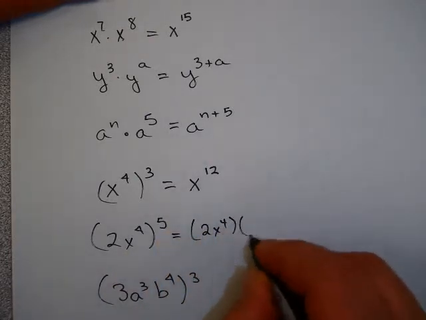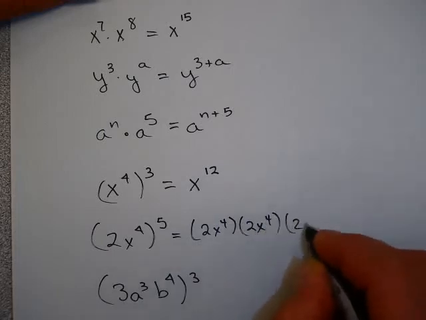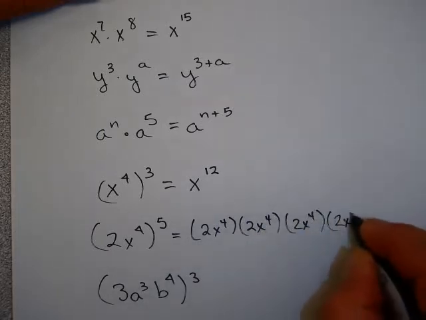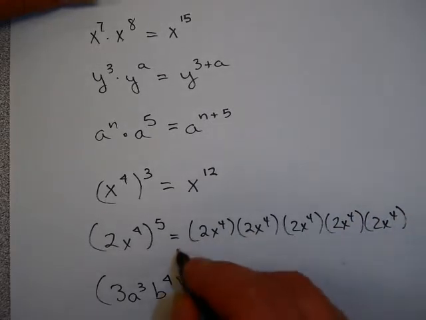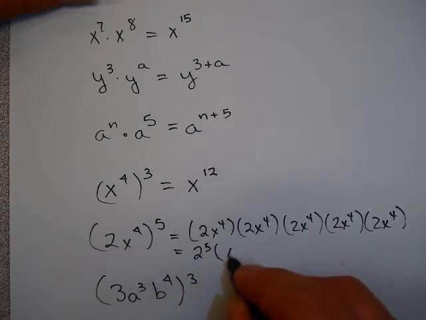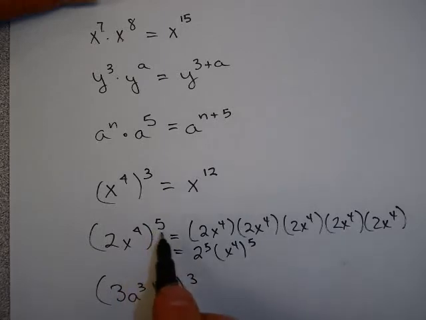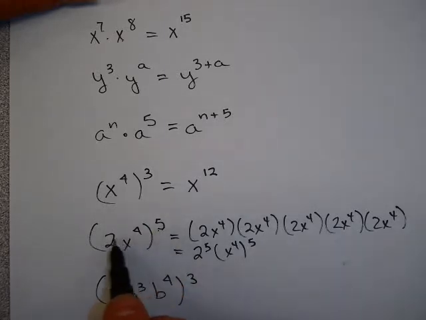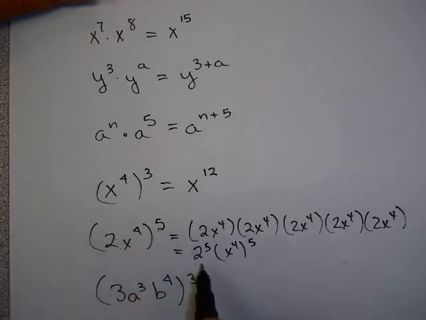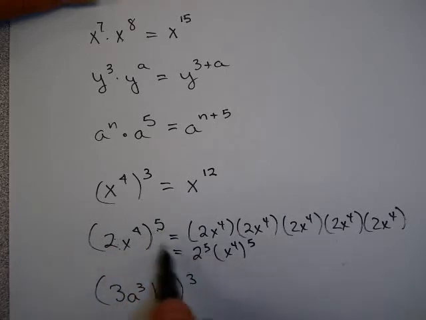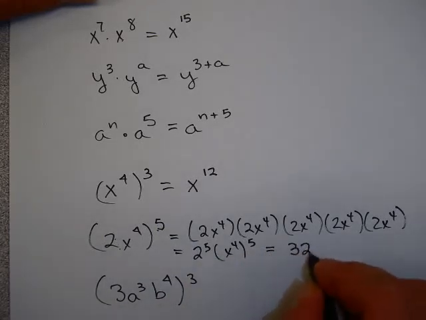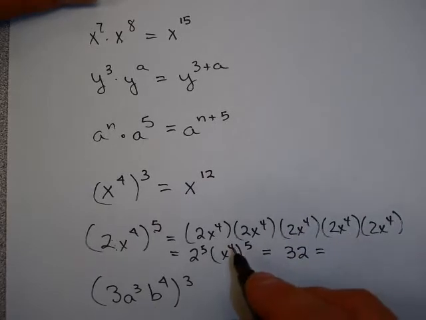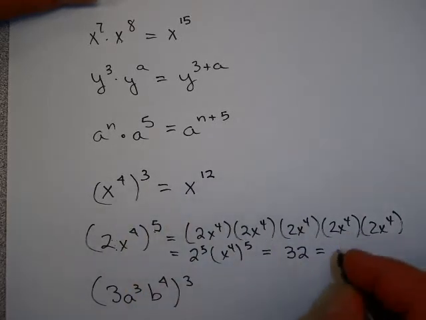Now, you've got to be careful about this one. 2x to the 4th, to the 5th, really means 2x to the 4th times 2x to the 4th times 2x to the 4th times 2x to the 4th times 2x to the 4th. How many 2's do I have? I have 5 of them, right? How many x to the 4th do I have? I have 5 of them. So really, I could use that first rule where I apply the 5 to everything multiplied together in here. This is 2 times x to the 4th, so that's 2 to the 5th times x to the 4th to the 5th. Now 2 to the 5th is 32, and x to the 4th to the 5th, again, that's like this one. I'm going to multiply the exponents, and that's going to give me x to the 20th.